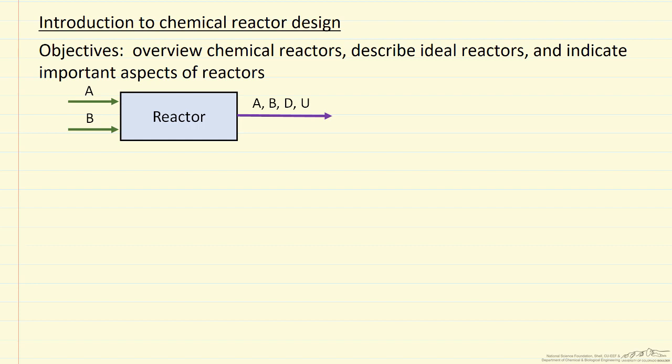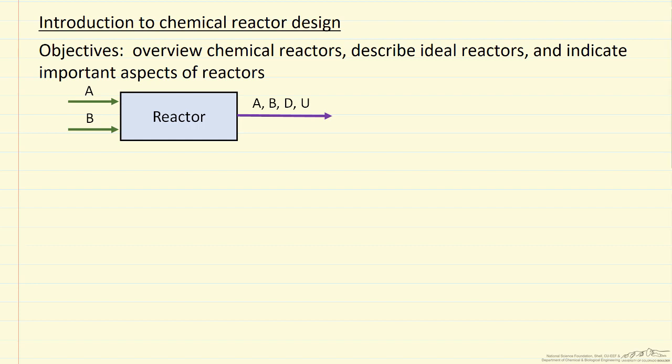Here I'm going to briefly overview chemical reactors and describe 4 types of ideal reactors and indicate a few important aspects. What we're looking at is where we have reactants A and B entering the reactor, and this is in this case a flow reactor, and we have A and B that have not reacted leaving, and then 2 products, D and U.